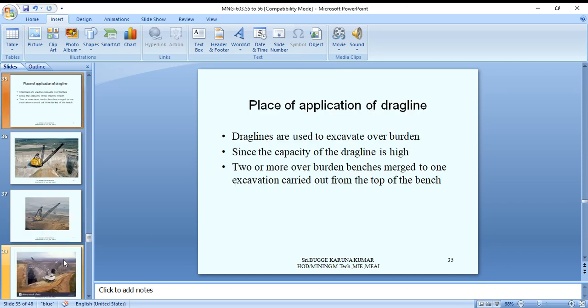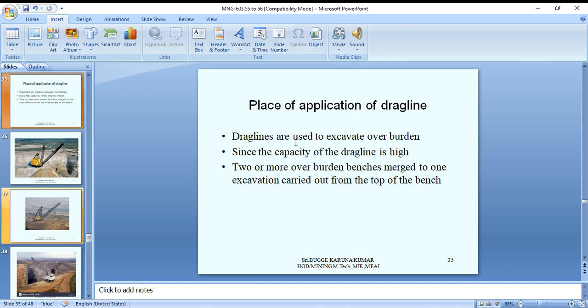Place of application of draglines. Draglines are used to excavate overburden. Since the capacity of the dragline is high, two or more overburden benches are matched to one excavation carried out from the top of the bench. So this is basically meant exclusively for the dragline, for OB removal only.